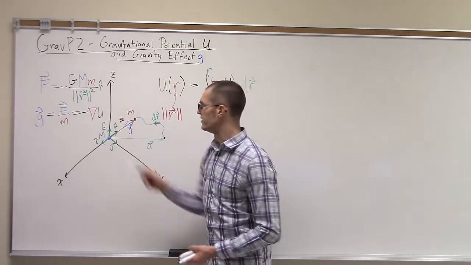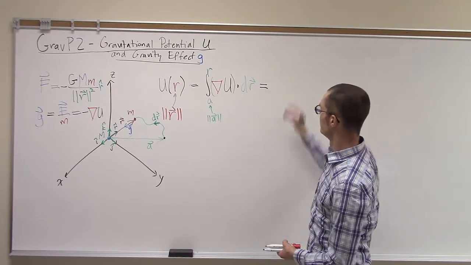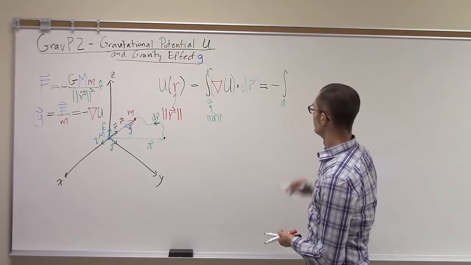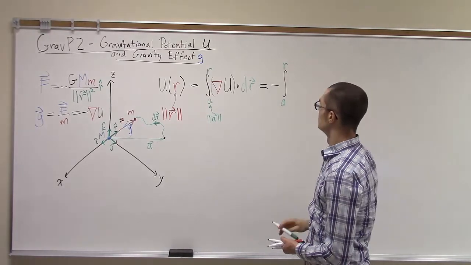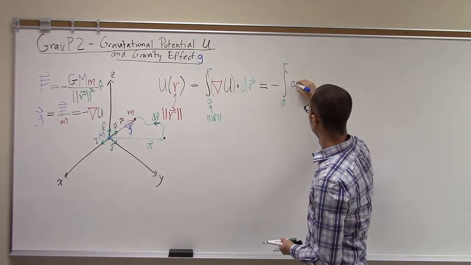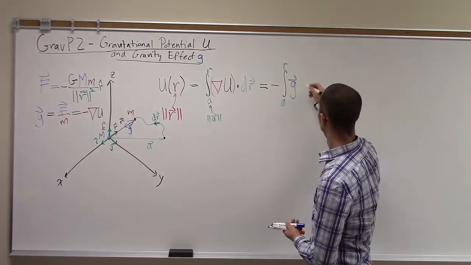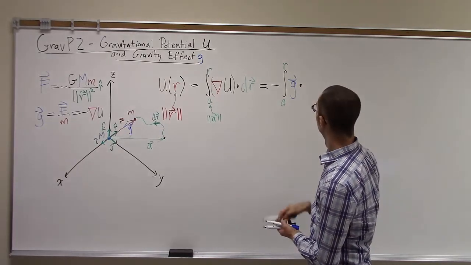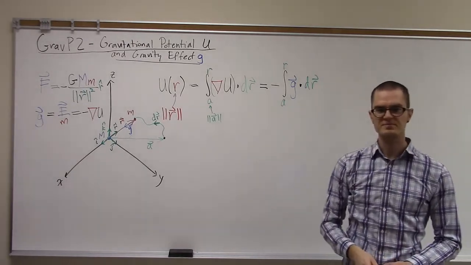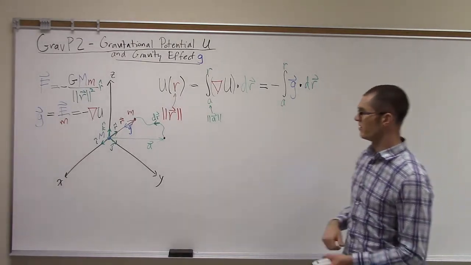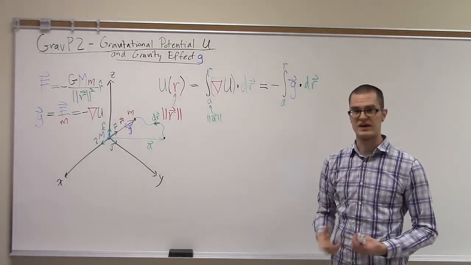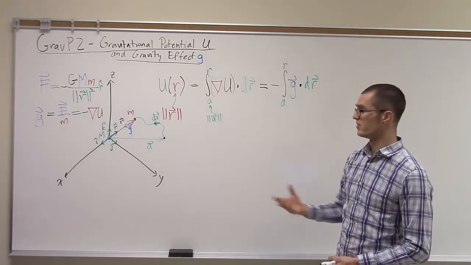So using this equality right here, we can say actually that U is the negative of the integral from some arbitrary point that we select, A, to some point R of the g field dotted with whatever path we choose to take. Okay, so that sort of sets up our definition for the gravitational potential. In the next video, we'll evaluate this integral and actually work out what is U from our definition of g.